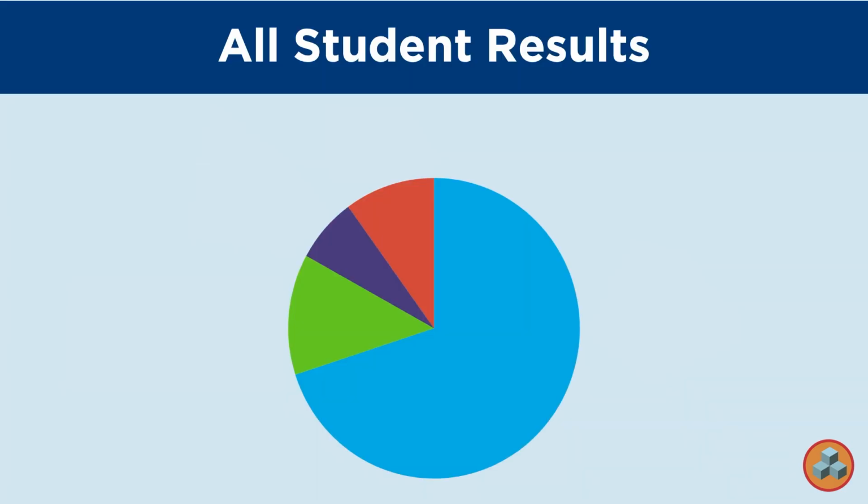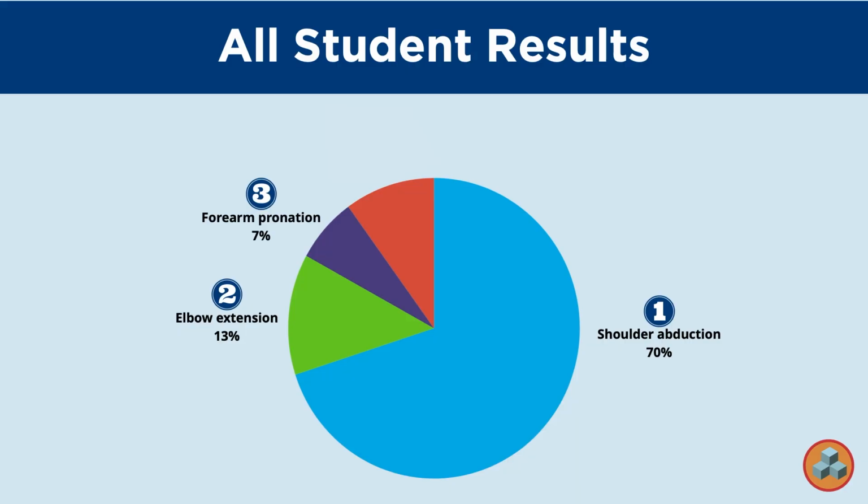Let's explore the all-student data. 70% of students selected option 1, shoulder abduction, the correct response. 13% of students selected option 2, elbow extension. 7% of students selected option 3, forearm pronation. 10% of students selected option 4, wrist flexion.